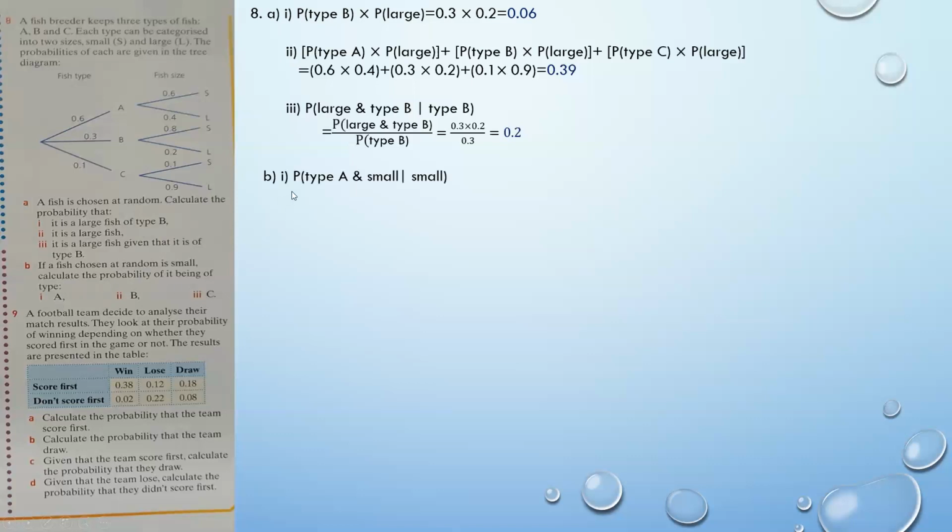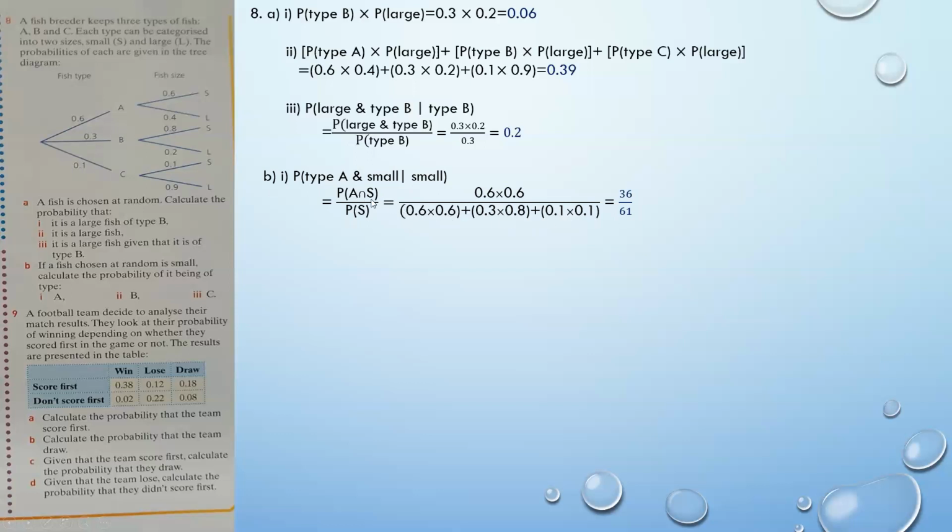Basically it's the same thing. It's a small one, and then I want it from A. So in this case, you need to use this formula: A and small divided by small. The small fish can be from the three types, so you need to find the total probability of the small fish. It can be from A, 0.6 times 0.6, or from B, 0.3 times 0.8, or from C, 0.1 times 0.1. So this is the probability of the small fish.